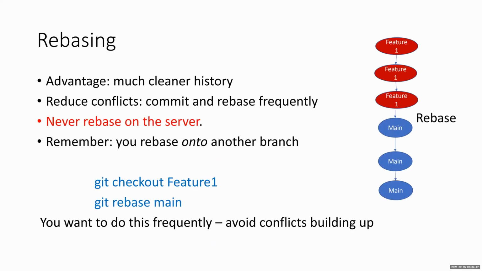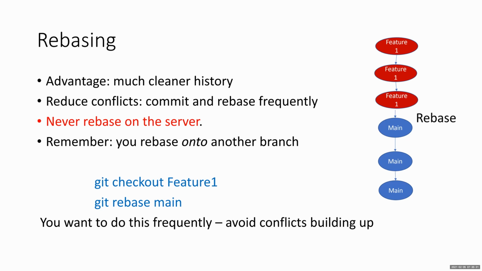There are a number of things to know about rebasing. As I said, one of the advantages is that you get a cleaner history, and when you have many, many commits, it makes it much easier to understand what's going on. It is a good way to reduce conflicts between work you're doing and someone else is doing if you rebase frequently. Remember that rebasing is happening locally. It's happening on your machine. You never want to rebase on the server because remember what it did. It copied over feature 1's commits. We refer to that as changing history. And if somebody else was working on that branch, you could cause havoc by rebasing on the server.